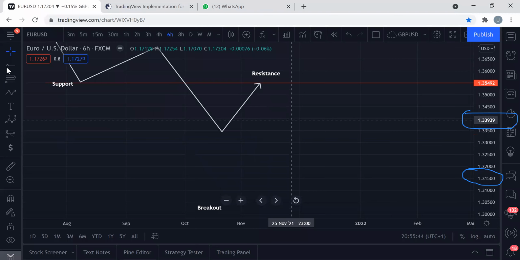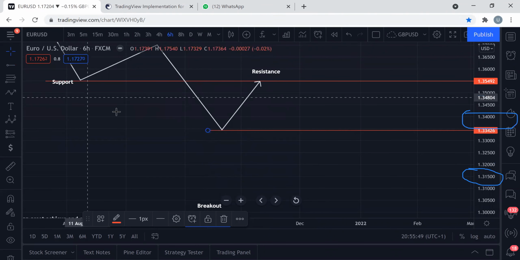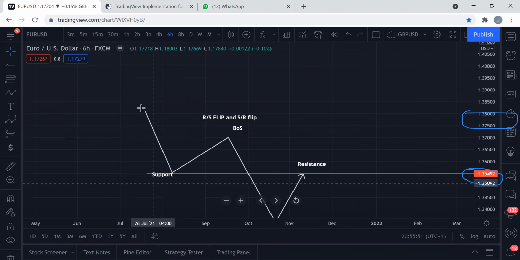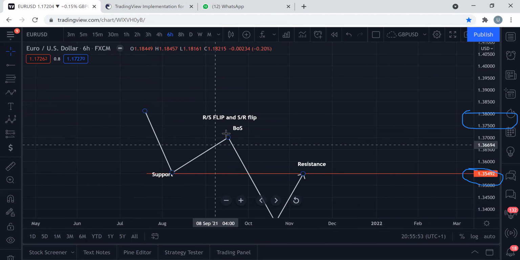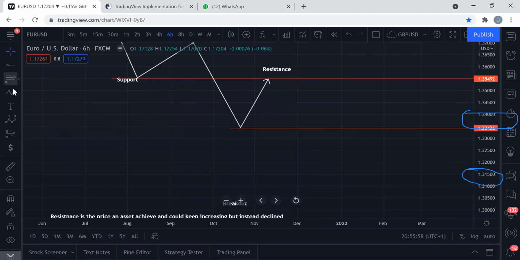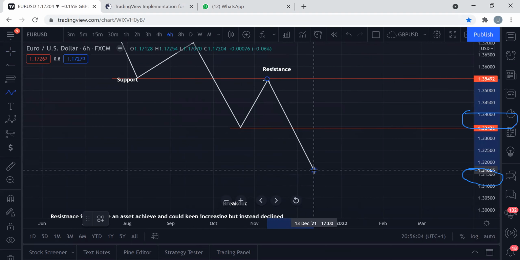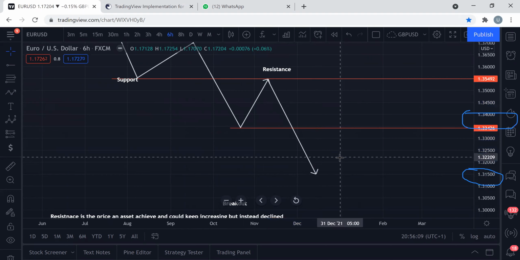Or if you are a very, very conservative trader, you can wait for a new low to be made, because on a downtrend, price will be making lower high, lower low, lower high, lower low. Then you wait for it to form a lower low before you enter your trade and you trade down. That's a very conservative style of entry.